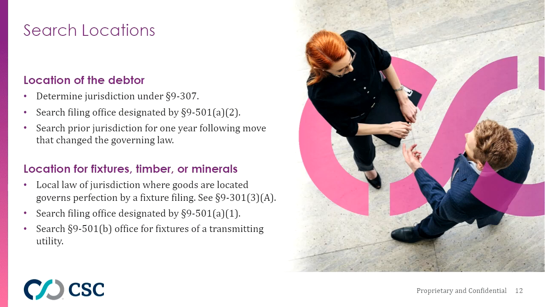If you have questions because you have someone who's a snowbird, you may want to search both in the summer state and the winter state just to make sure that you have your bases covered. For collateral that is fixture, timber, or mineral collateral, there you would search in the location where those filings would be made in the states. Usually those are local filing offices. It could be generally the county. Some states it's the town or province or parish, depending on the language that they use. But you would be searching at a local level for that.